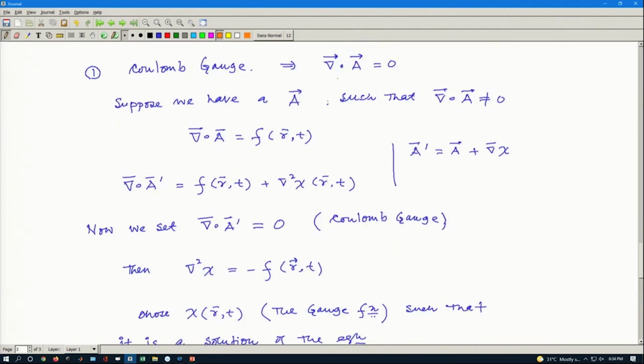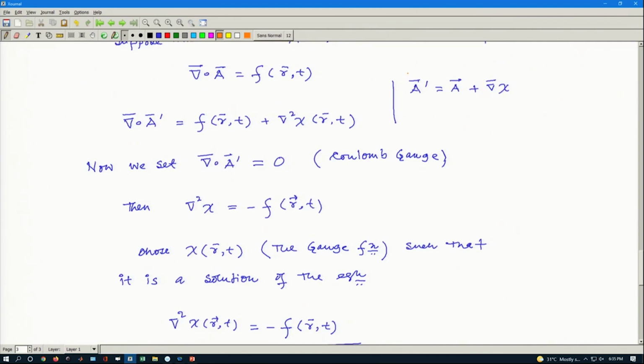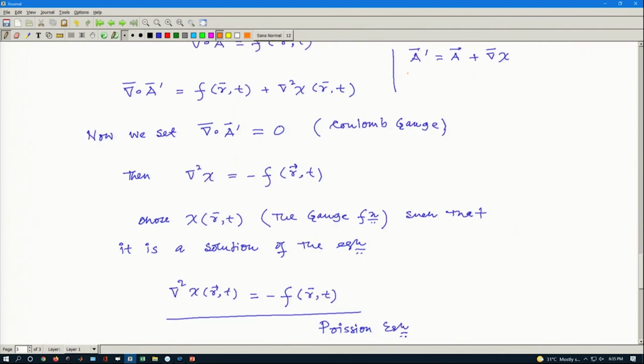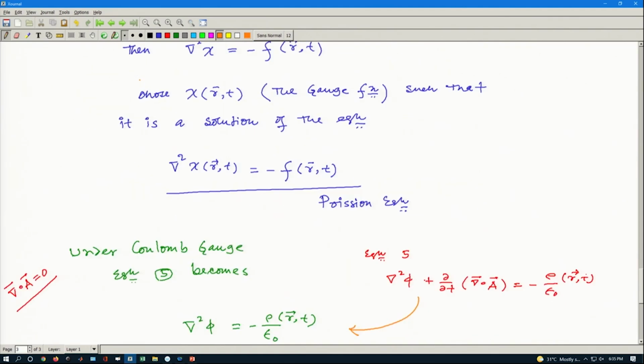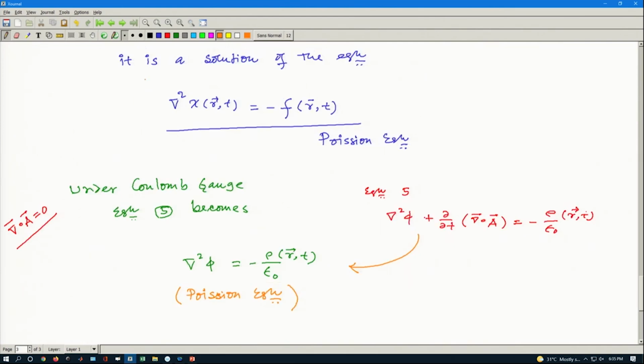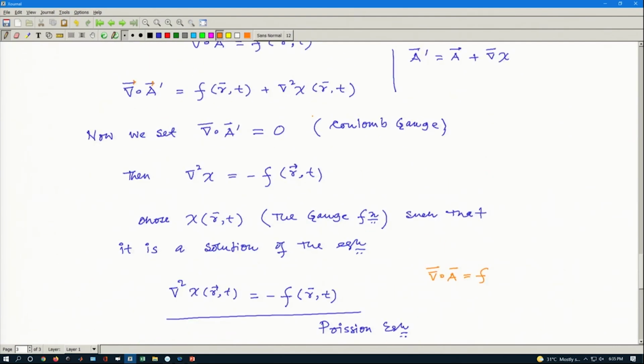This is the condition I need to satisfy, but even if this condition is not satisfied, I can have a recipe to make another A prime here which can satisfy the Coulomb gauge. For that I need to choose a function chi, a scalar field, which follows this Poisson equation. This value is given and I am going to exploit this value to find out my chi and put it back there to find A prime.